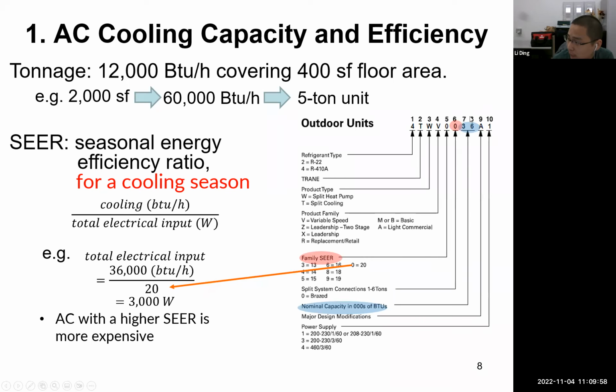And the number 7 and number 8 show the cooling capacity. Here it is 36, and you can see 1,000 here, which means the cooling capacity is 36,000 BTU. So we can calculate the electrical input based on this information: 36,000 divided by the SEER, 20 here. So we can get the energy input is 3,000. And the AC with higher SEER is generally more expensive because it requires a larger evaporator and condenser.